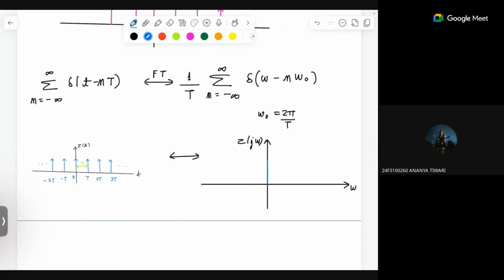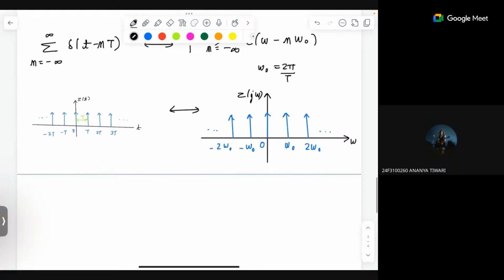So at omega equal to 0, I will have one impulse. Then the next one will be at omega naught because this is my function. Then the next one at 2 omega naught, then 3 omega naught, 4 omega naught, and so on. Similarly, on the negative side, minus omega naught, minus 2 omega naught, and so on.